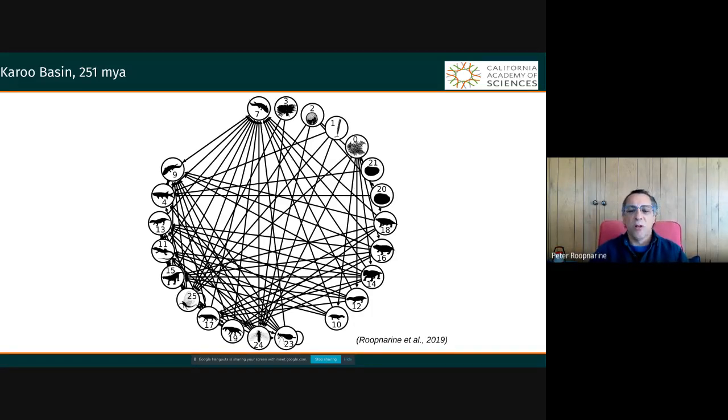So here is what we call a higher level or guild level food network from the Karoo Basin 251 million years ago, on the eve of the extinction. Each one of the circles shows a specific functional group, and those functional groups are dictated by things such as what habitat you lived in, who your prey were likely to be, who your predators were likely to be, your body size, and so on. And so what we're doing is we're grouping species according to the similarities of their ecological interactions.